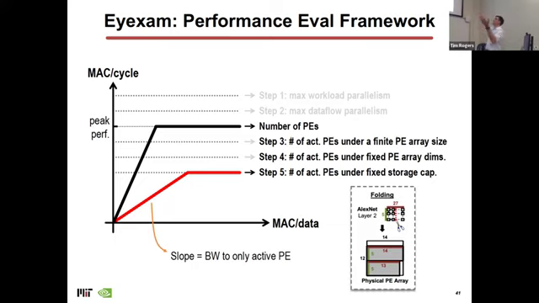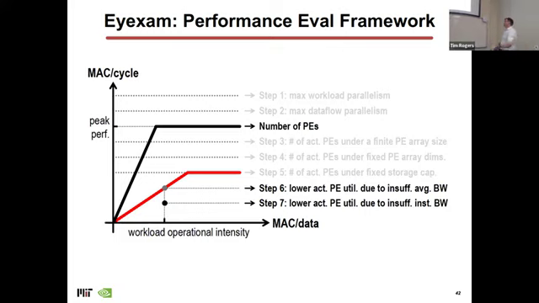Finite PE dimensions is accounting for the fact that I have to do this chopping sometimes, and that I have leftovers. Then they do it again for the fixed storage, because each of these things has only a finite amount of register files, so I can only put so much on it at a time. They account for that, and your peak performance starts to get lower and lower. Then they have additional iterations where they account for the fact that there's insufficient bandwidth.